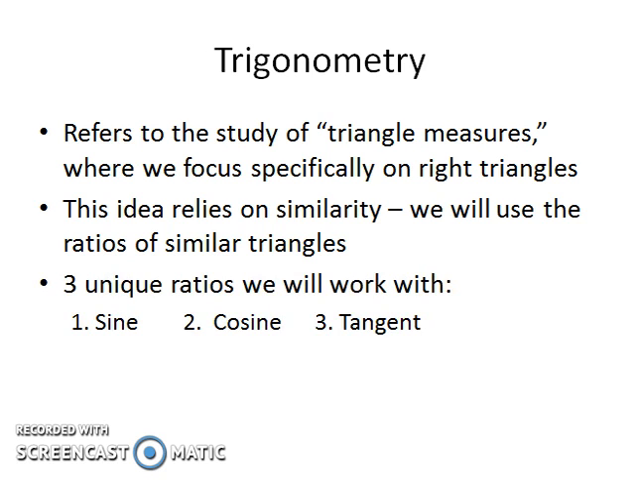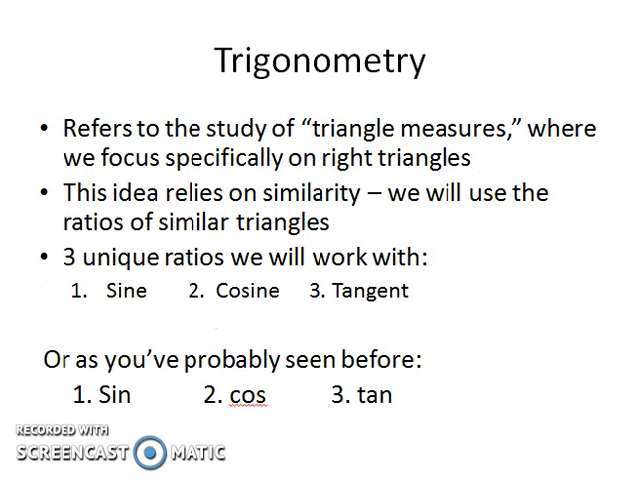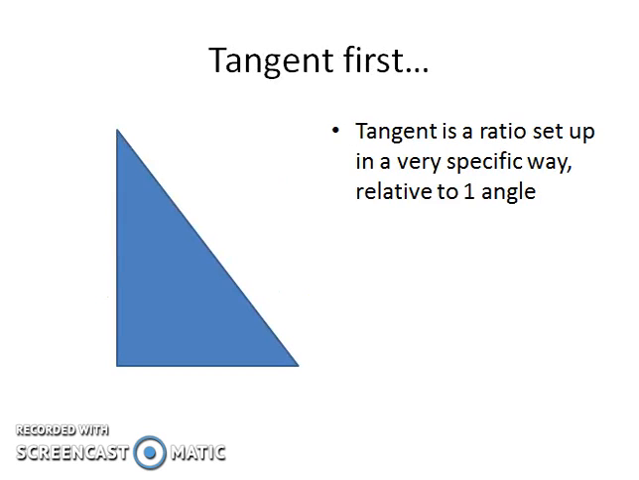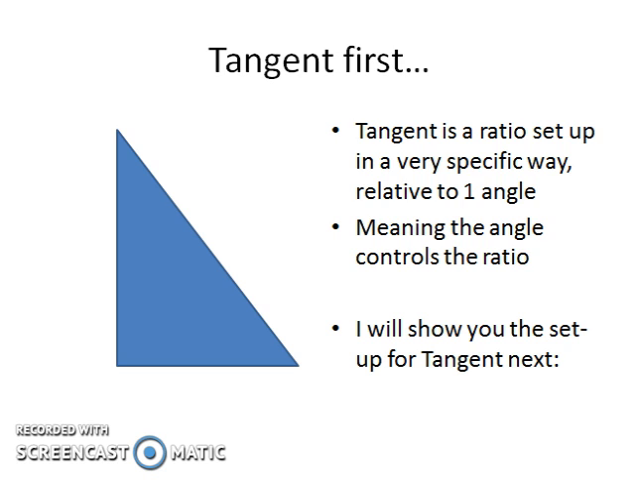There are three unique ratios we're working with: sine, cosine, and tangent. You've probably seen them on your calculator as sin, cos, and tan. At least that's what they look like. They're pronounced sine, cosine, tangent. We're only going to focus on tangent first. So tangent's a ratio, but it's set up in a specific way relative to one angle. That means the angle you're focusing on controls the ratio you're going to use. We're going to set up tangent next.